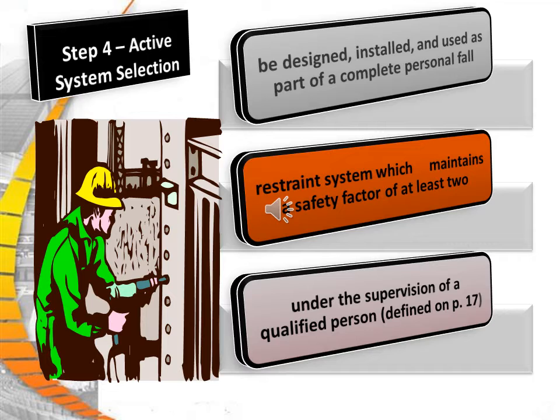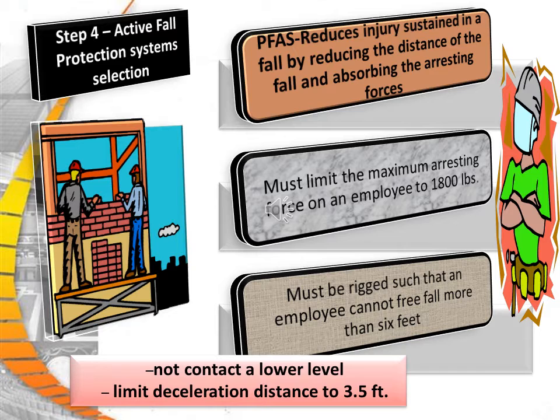Active system selections should be designed, installed, and used as part of a complete fall arrest system which maintains a safety factor of at least 2 and under the supervision of a qualified person. The PFAS reduces the injury sustained by a fall by reducing the distance of the fall and by absorbing the arresting forces. It must limit the maximum arresting force on an employee to 1,800 pounds. It must be rigged such that an employee cannot free fall more than 6 feet and not contact a lower level. It must limit the deceleration distance to 3.5 feet.